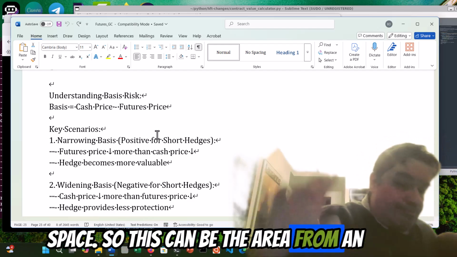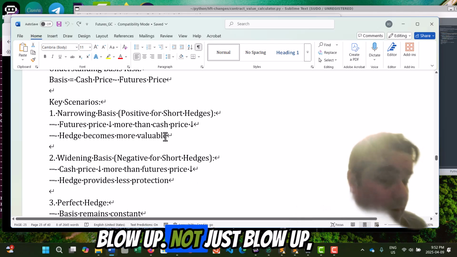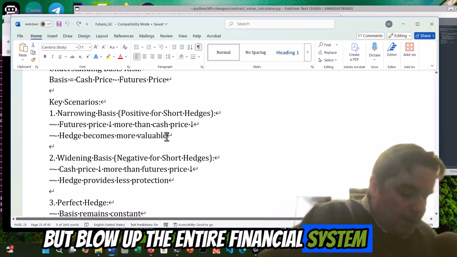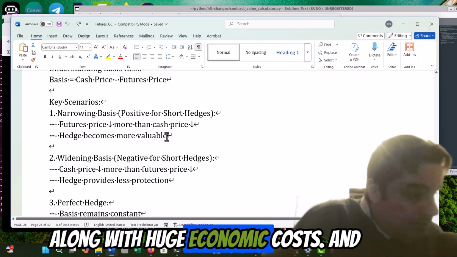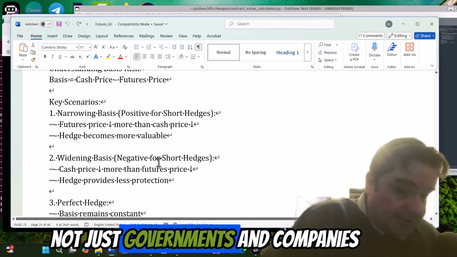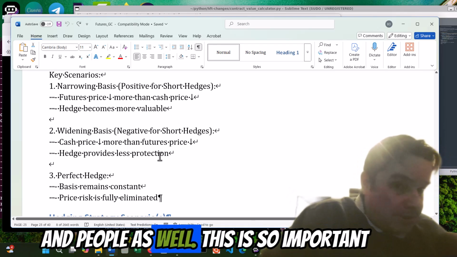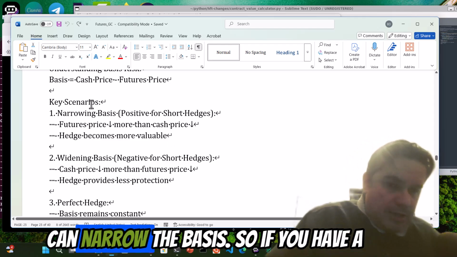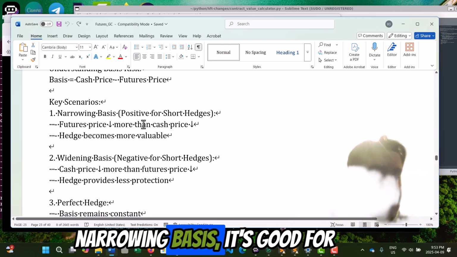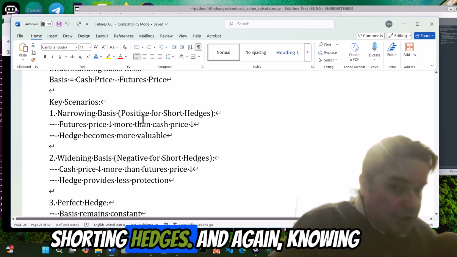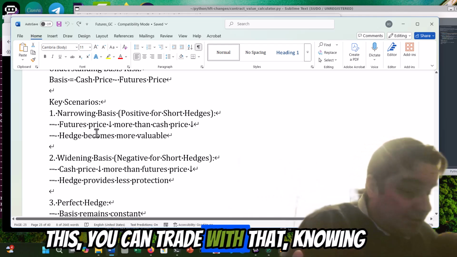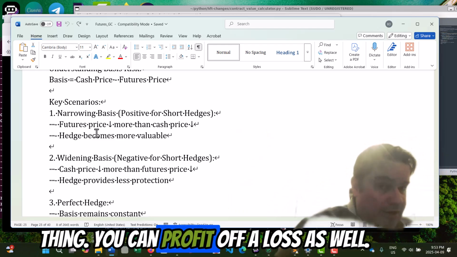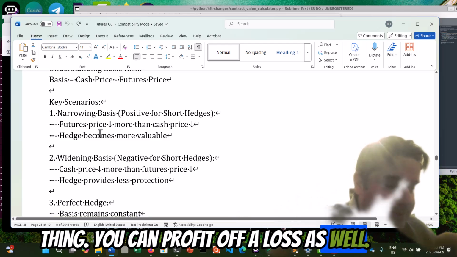So this can be the area from an institutional level where things can blow up, not just blow up, but blow up the entire financial system, along with huge economic costs to not just governments, but companies and people as well. This is so important to know. So what could they do? You can narrow the basis. If you have a narrowing basis, it's good for short hedges. Knowing this, you can trade with that, knowing the conditions. You can profit off a loss as well.